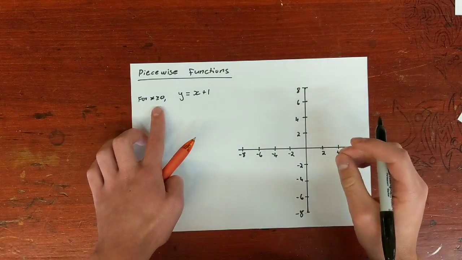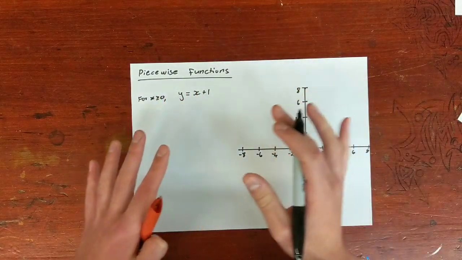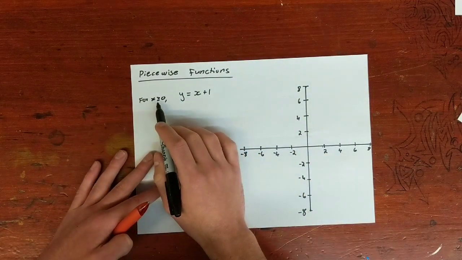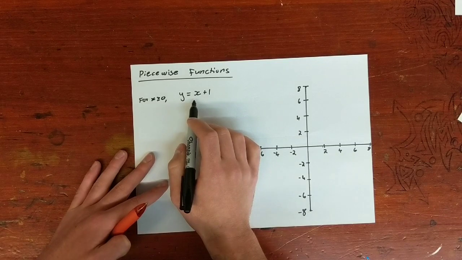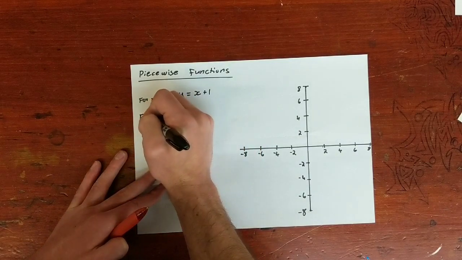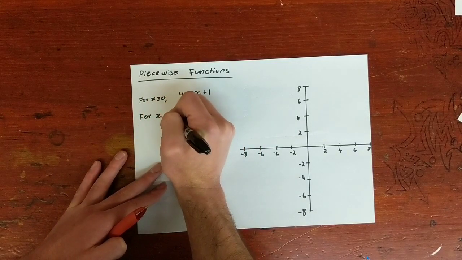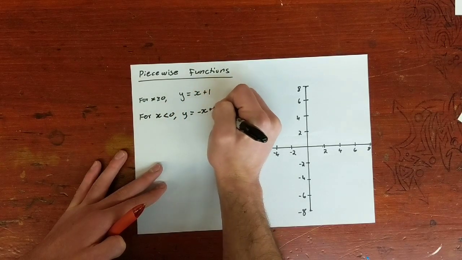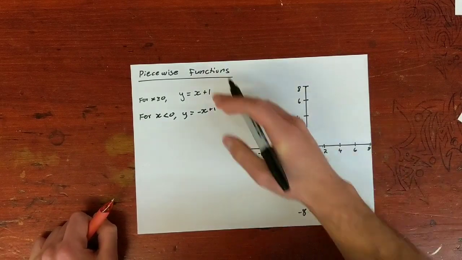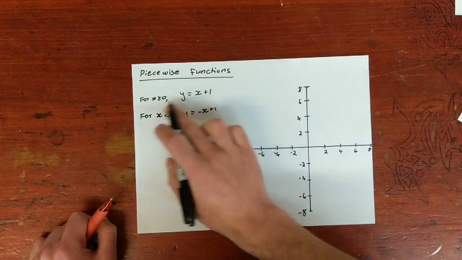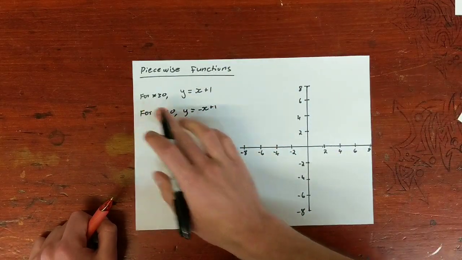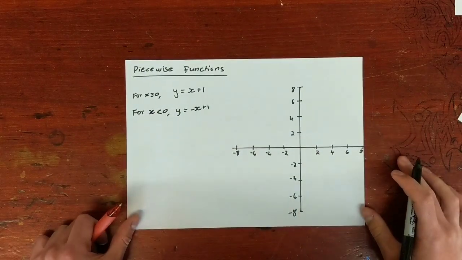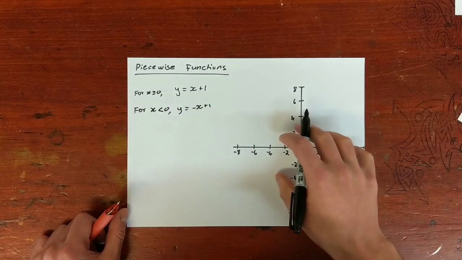Let's add another equation, and then we'll see what it all looks like together. It'll be easier if we have two equations to deal with. So what if I say for x is greater than or equal to 0, y is x plus 1, and for x is less than 0, y equals negative x plus 1. So I've got two different equations. One equation applies when x is greater than or equal to 0, and one equation applies when x is less than 0. So how do I draw that on my axes?